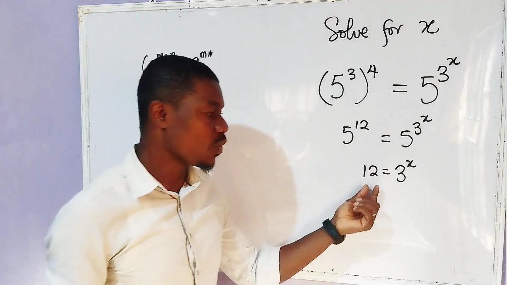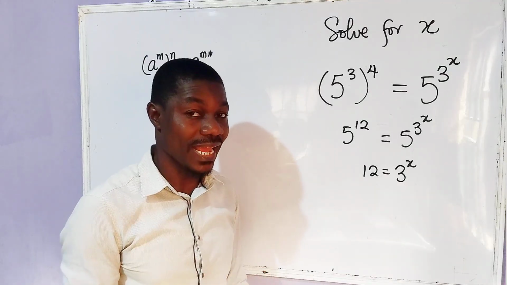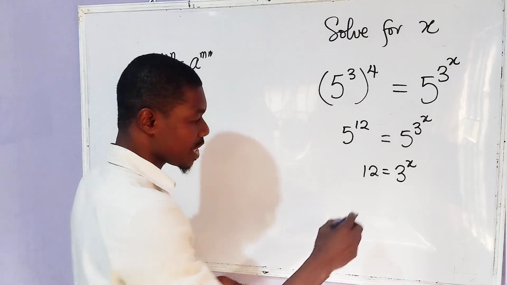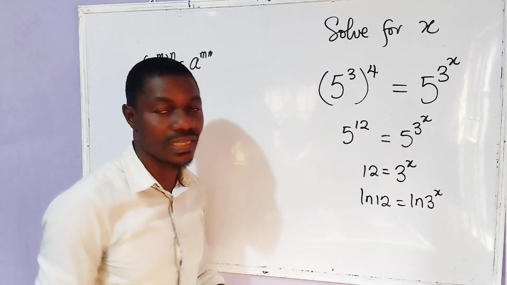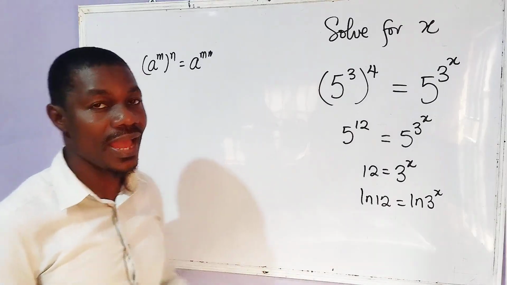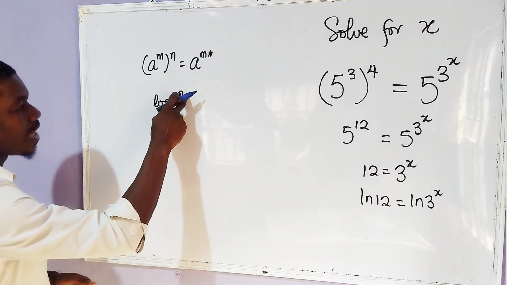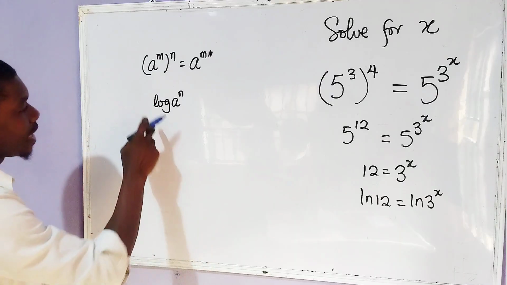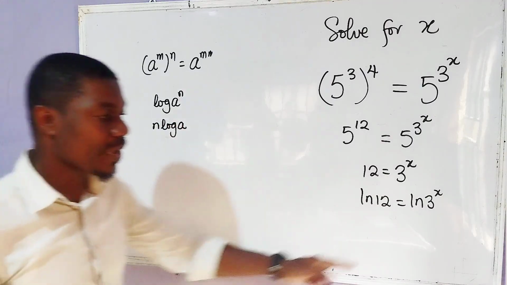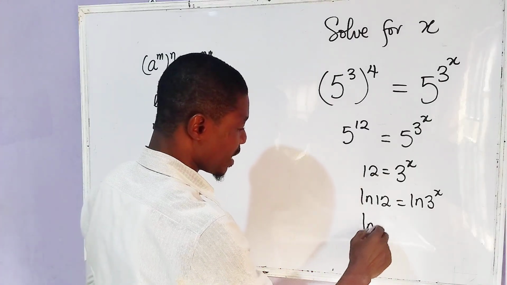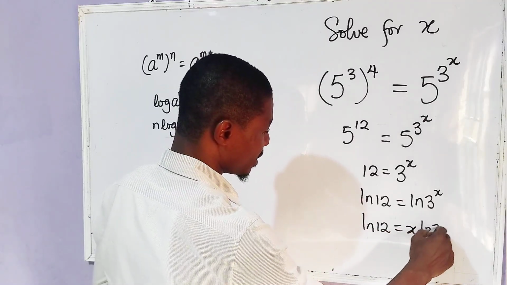Now in this case, we have different bases on the left and the right hand side. All we need to do here is to apply the ln to both sides. Applying the ln to both sides, we have ln 12 equals ln 3^x. So at this point, we will need to apply the power log, and the power log says if you have log a^n, the n here becomes a multiplier to log a, which becomes n log a. Now applying that rule here, you have ln 12 equals x ln 3.